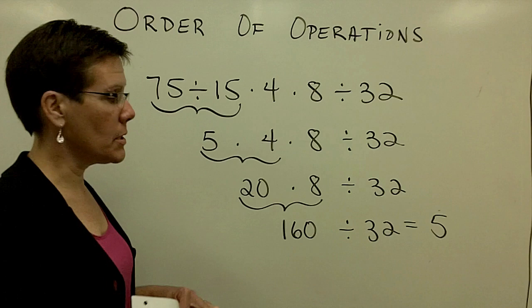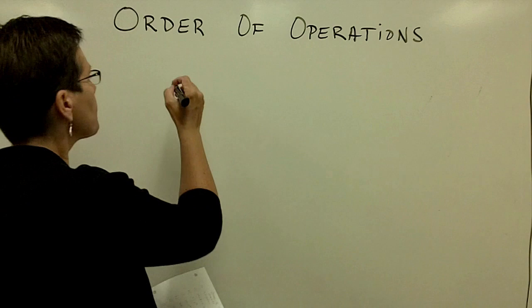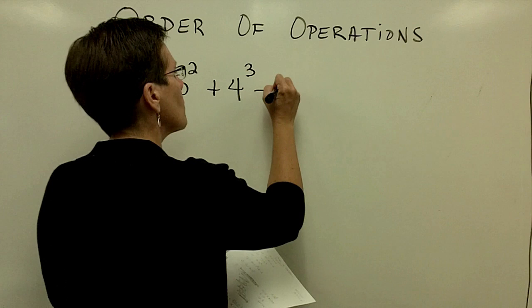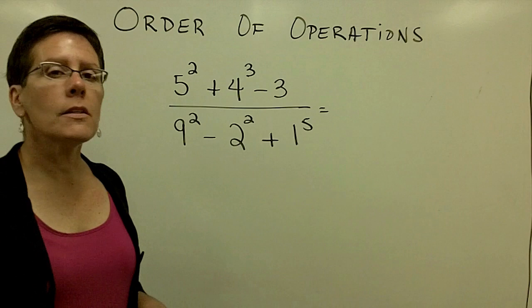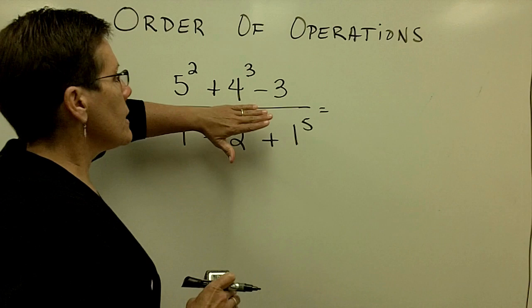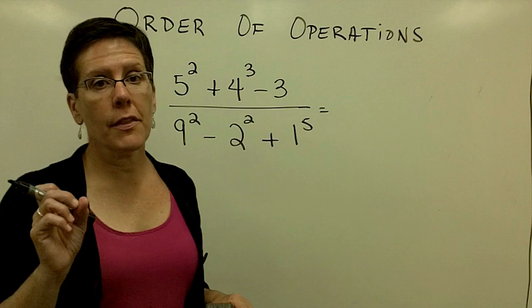Finally, let's do one more problem. And it's a large fraction where there's a good bit of arithmetic in the numerator and a good bit in the denominator. Okay, in this problem, because of the large division symbol here, it is like a set of grouping symbols or a set of parentheses, and it's asking me to do what's in this numerator and then do what's in the denominator before I do the division. And within that numerator and denominator, I have to follow order of operations.